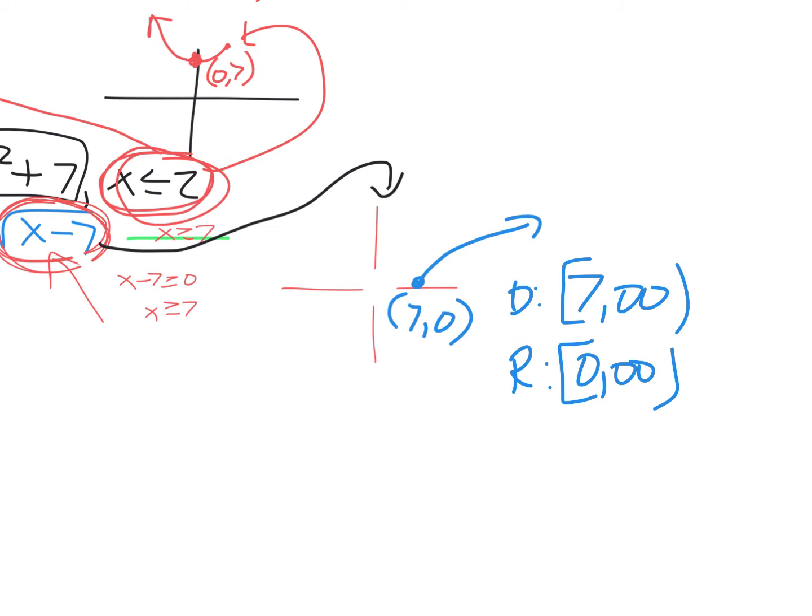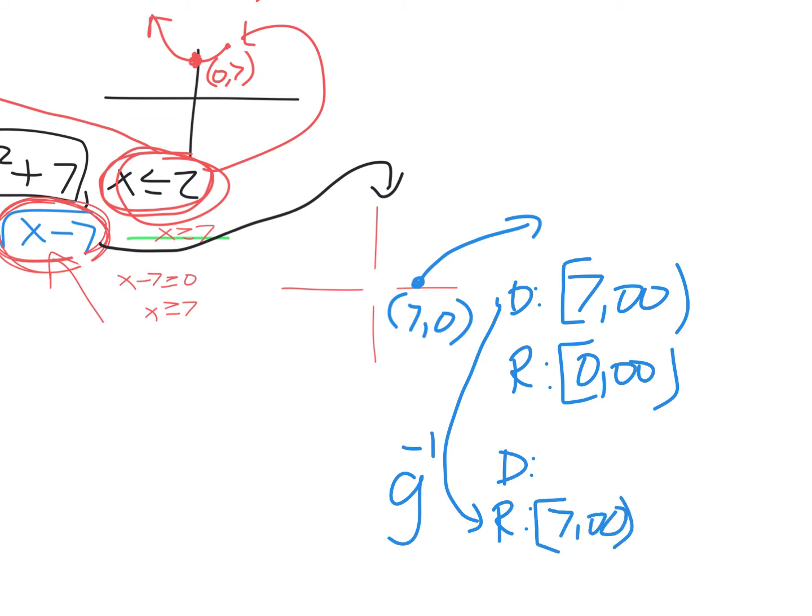Okay, then g's inverse. Don't even think about what it looks like. Domain and range. Well, this domain becomes that range: 7 to infinity. Don't even really have to think, just have to know a property of inverses. And the range becomes the domain: 0 to infinity. Done.